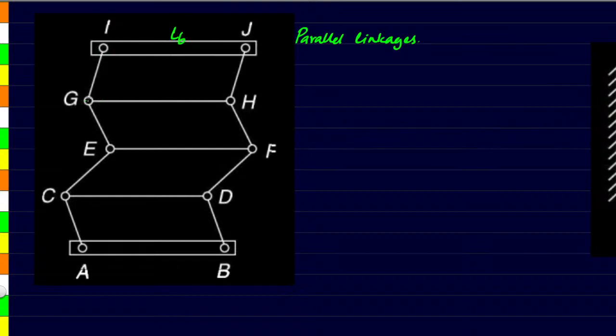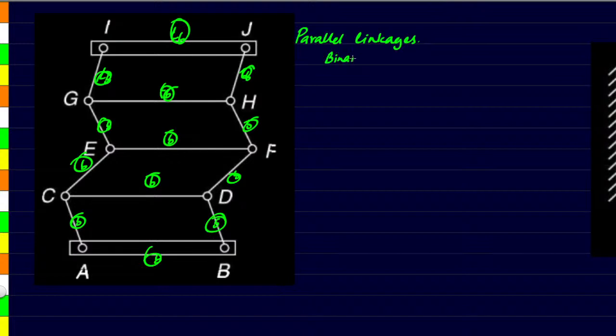Parallel linkages. So here you can see there is this link here. This is a binary link. What about this link? This link is also binary. So all the links are binary here because every link has only two joints located on it. Right. How many links are there? Let's count them. 1, 2, 3, 4, 5, 6, 7, 8, 9, 10, 11, 12, 13. So a total of 13 binary links are there.